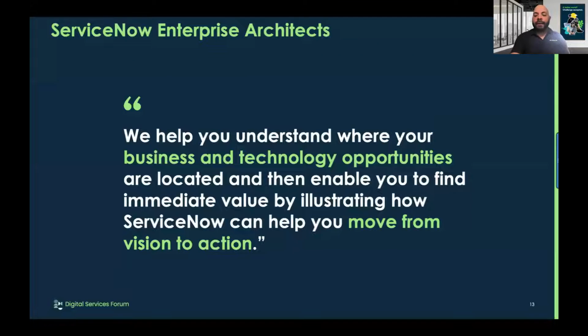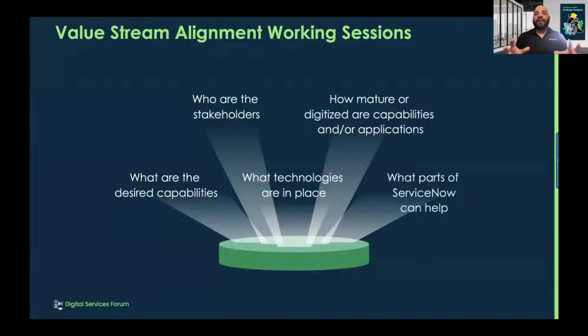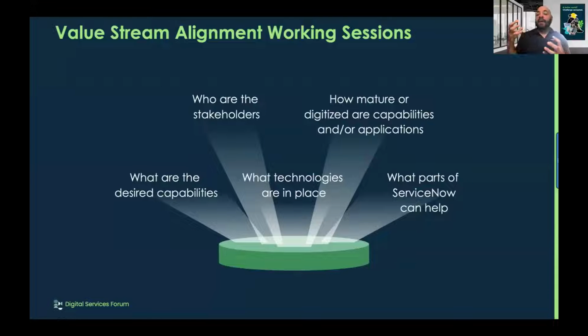Okay, well, how do we do that? What I'm not talking about is from an industry perspective, what value stream mapping is as an activity, or I like to call this value stream alignment, right? Because what we're going to be doing is, in workshops and working sessions, co-creating, understanding what desired capabilities are, doing stakeholder mapping, understanding technologies that are in place, and then asking questions around how mature, how digitized are these.